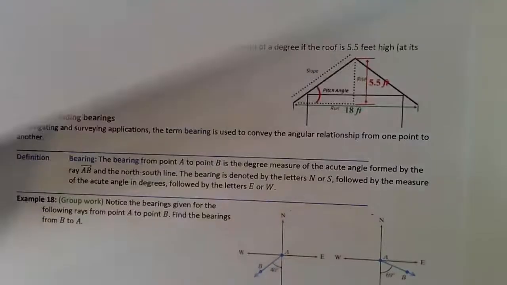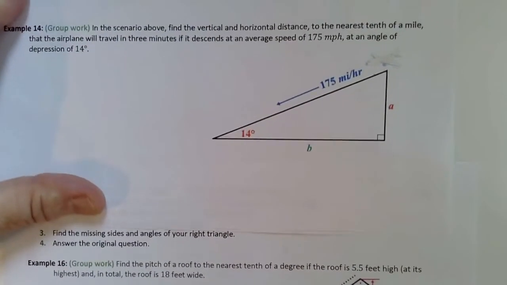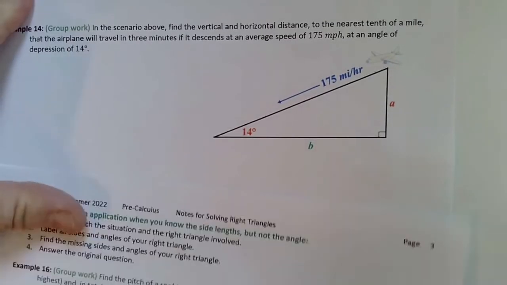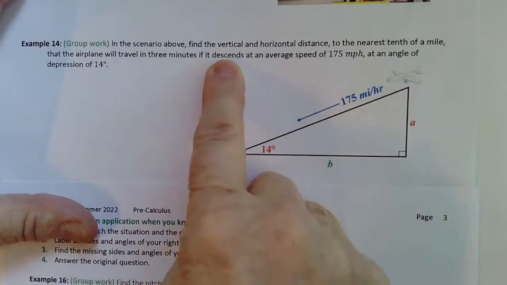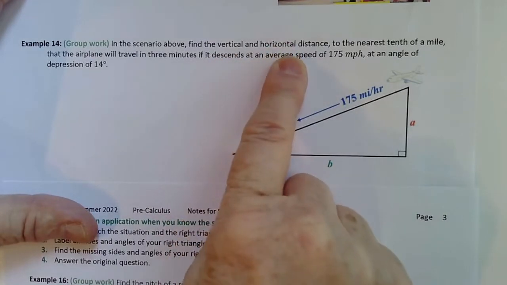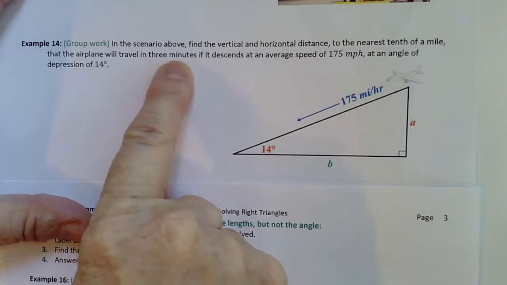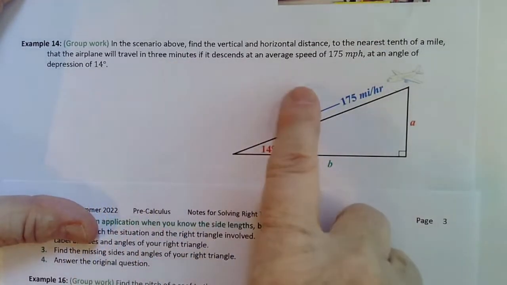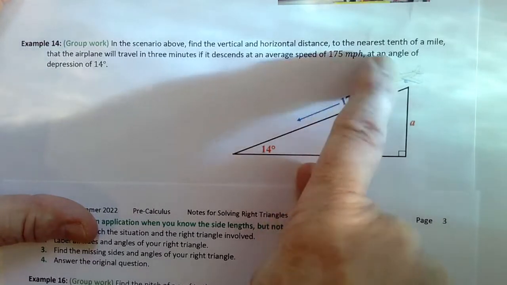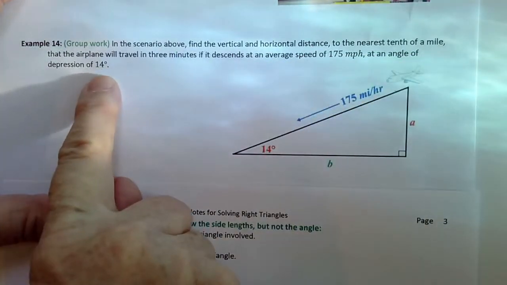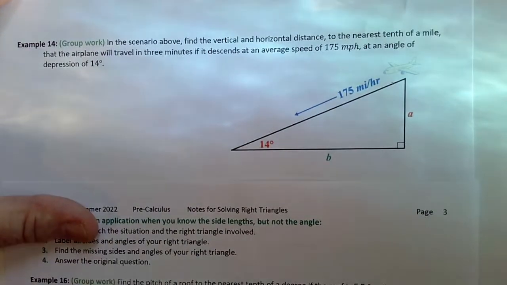So I want you to do problem 16 and also problem 14. Problem 14 is: find the vertical and horizontal distance to the nearest tenth of a mile that an airplane will travel in 3 minutes if it descends at an average speed of 175 miles per hour at an angle of depression of 14 degrees. And I went ahead and did a beginning sketch for y'all.